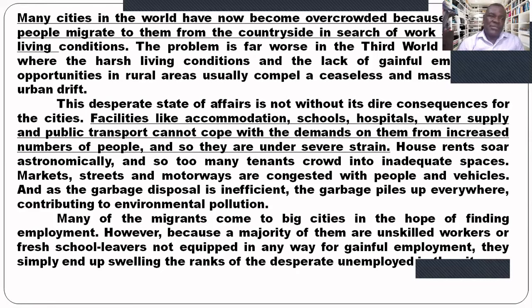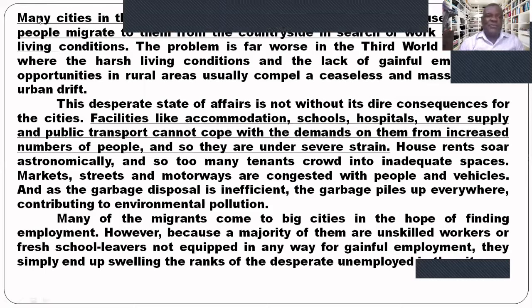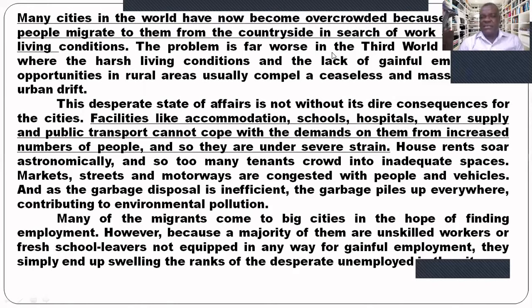Okay, so let's read it. Many cities in the world have now become overcrowded because every day people migrate to them from the countryside in search of work and better living conditions. All right, okay. Now, the key words here are cities and overcrowded. All right. And the simple thing is that most of the cities are overcrowded. The word many, you can retain it or replace it with numerous. The word overcrowded, you can also replace it with congested, all right? Or even overpopulated, if you like.